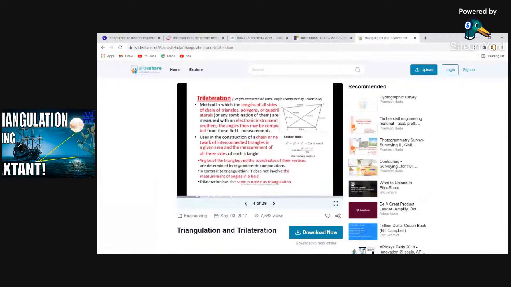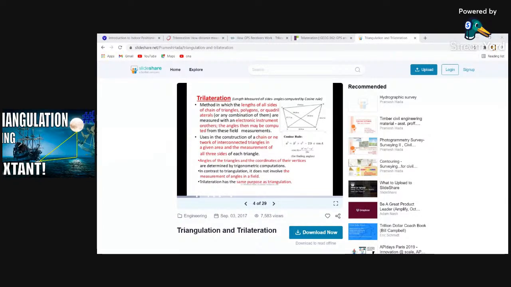Trilateration. Length measured all sides. Length measured all sides, angles computed by cosine rule. Trilateration is the method in which the lengths of all sides of a chain of triangles, polygons, or quadrilaterals, or any combination of them, are measured with what? With an electronic instrument. Their angles are then computed. No, we've already got the angles when using a sextant. So why are we talking about computing angles? See, that's the difference here.